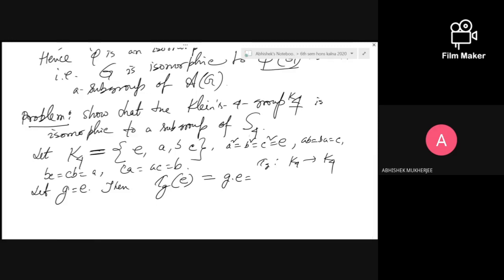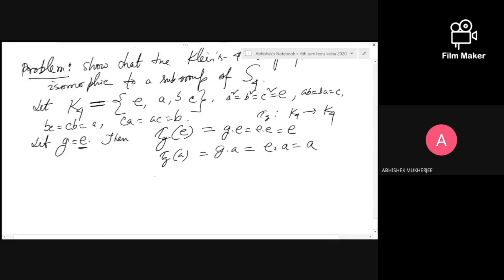What is G? G is identity here. So it is E dot E, so that means it is E. So E goes to E. Now tau G A is G dot A, that is E dot A. What is E dot A? It is A. So A goes to A. Tau G B goes to B. Tau G C goes to C.